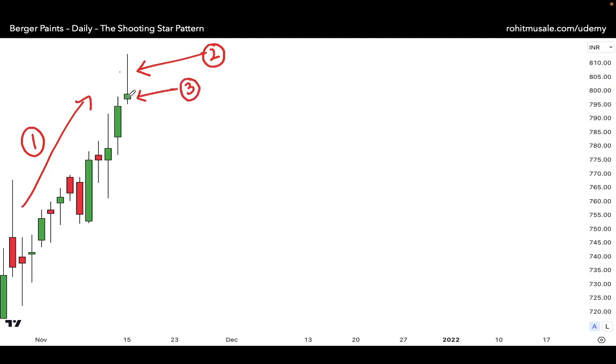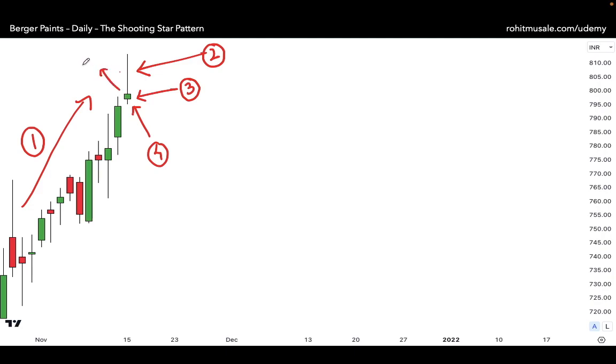The third condition is the real body should be as small as possible and near the lower end of the trading range. This is like an opposite of the hammer. The fourth condition is the lower shadow must be as small as possible. The upper shadow must be as large as possible. The upper shadow represents bearishness. The lower shadow represents bullishness.